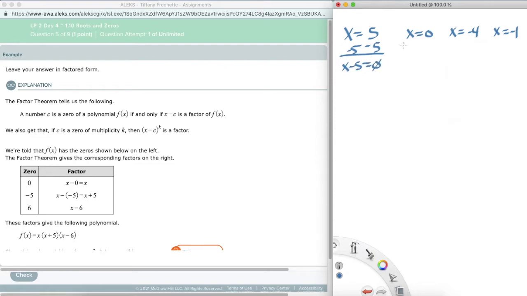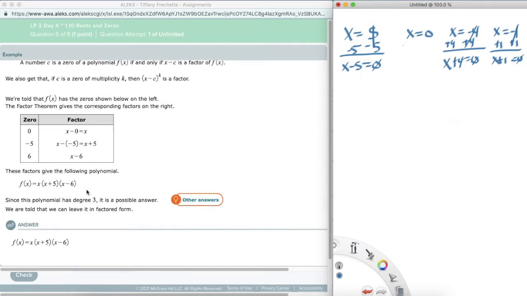X minus 0 would equal 0, so this one would just stay 0. We would add 4 to both sides here. So I'd have x plus 4 equals 0, because those guys cancel, right? That's why they become 0. And then add 1 to both sides. So we'd have x plus 1 equals 0. So now we have some pieces here. And then what we're going to do is we're going to put them back together, just like this. So we rebuilt the binomials, and then we're going to multiply them back together.